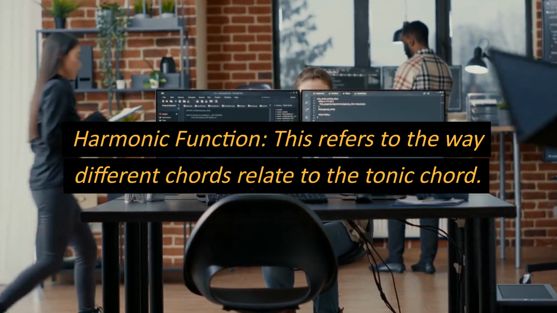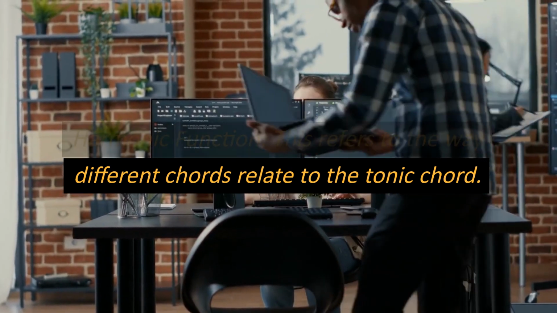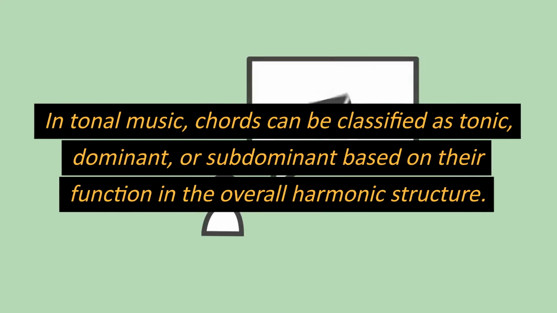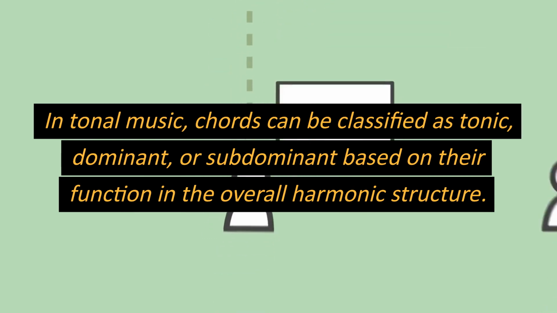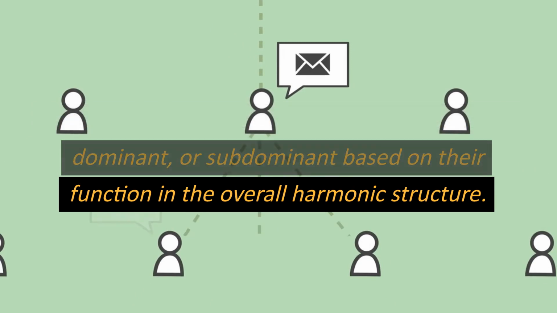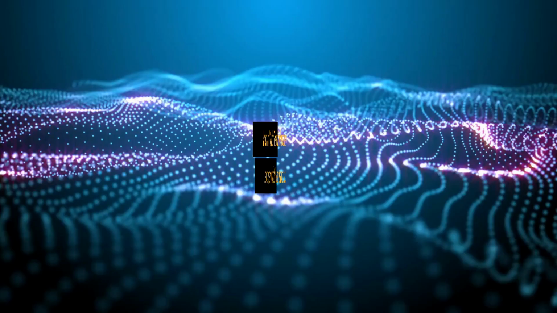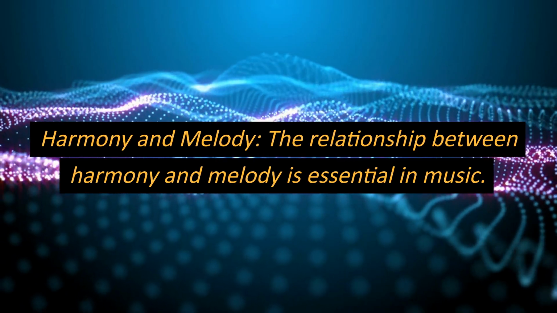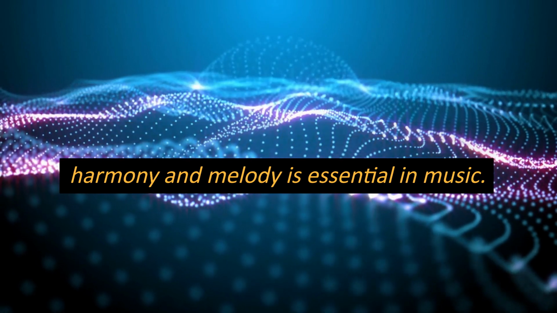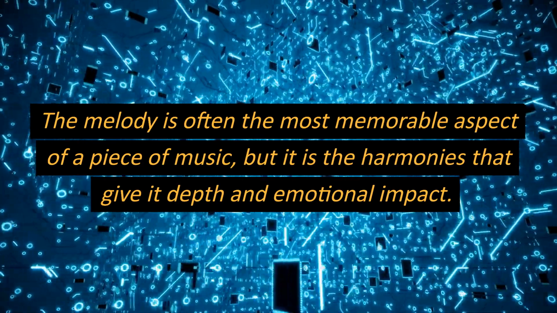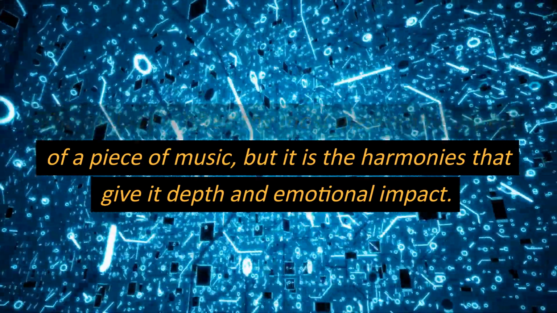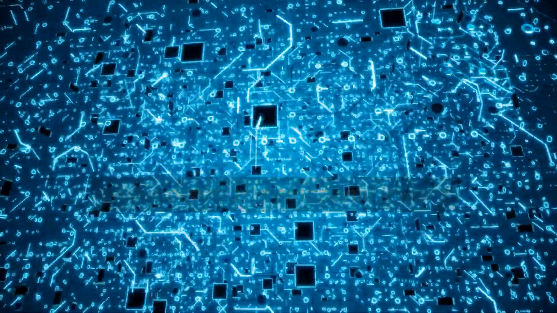Harmonic function. This refers to the way different chords relate to the tonic chord. In tonal music, chords can be classified as tonic, dominant, or subdominant based on their function in the overall harmonic structure. Harmony and melody. The relationship between harmony and melody is essential in music. The melody is often the most memorable aspect of a piece of music, but it is the harmonies that give it depth and emotional impact.